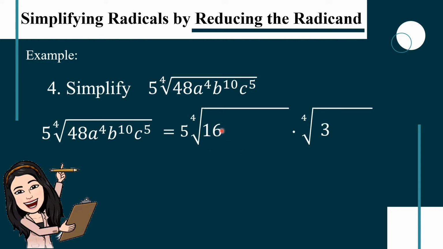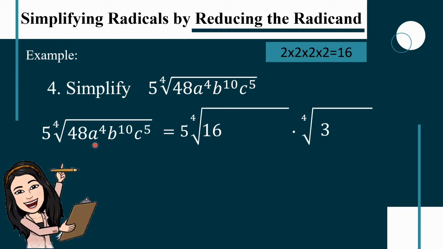So, bakit ko nilagay dito ang 16? Kasi po, ang 16 ay perfect fourth root, kasi 2 times 2 times 2 times 2 is equal to 16. So, therefore, perfect fourth root siya. Nandito siya. At ang 16 times 3 is equal to 48. Ang 3 po ay simplest form na, kaya nandito na siya sa ating second part.